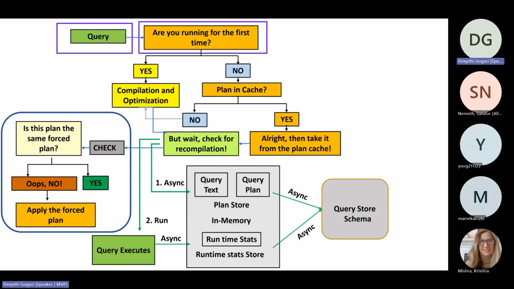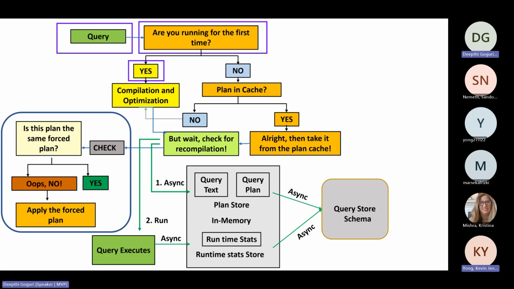The first thing that will happen is it will check if it is running for the first time on the SQL Server. If it is running for the first time, then it will go ahead and do the compilation and the optimization phases and build a plan. Now, if it is not running for the first time, it will go ahead and check if there is already a plan in the cache. If there is a plan in the cache, that's a different scenario.